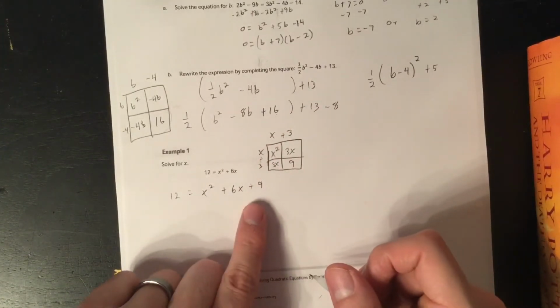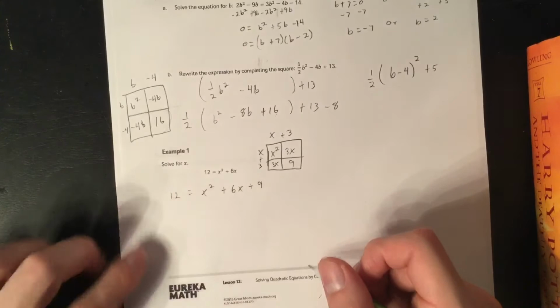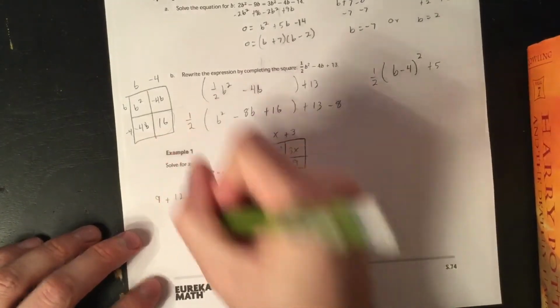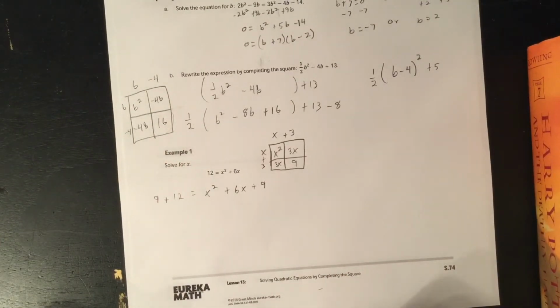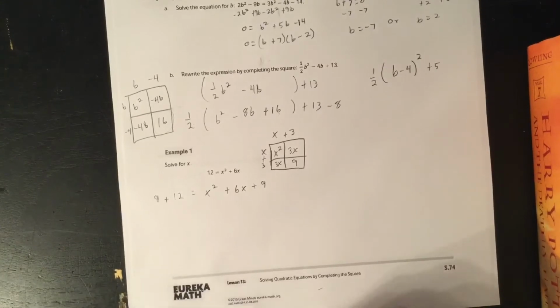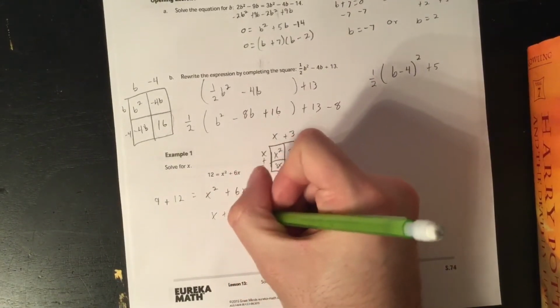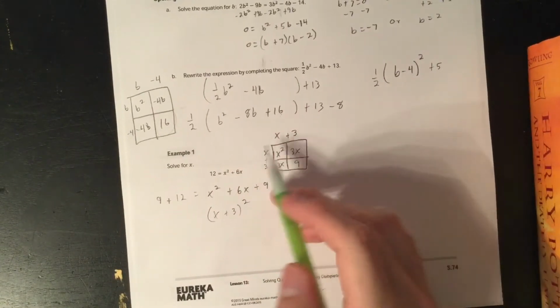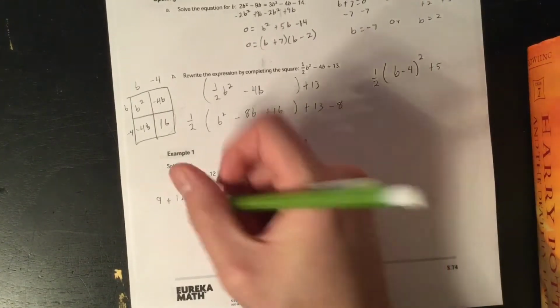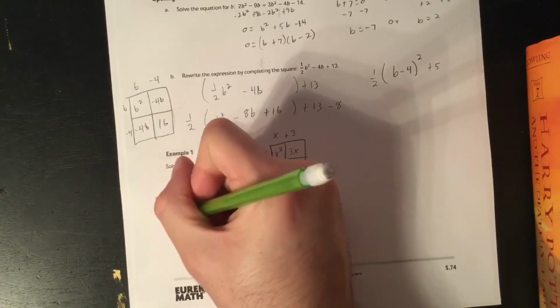And what we do to one side, if it's an equal sign, we do to the other side. So it's 9 plus 12. And then we can work with our squared. So we'll end up getting x plus 3 squared. So that's what we'll get on these two sides. And then that's going to equal 21.